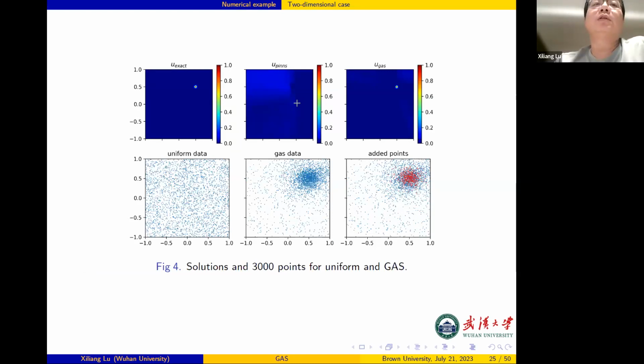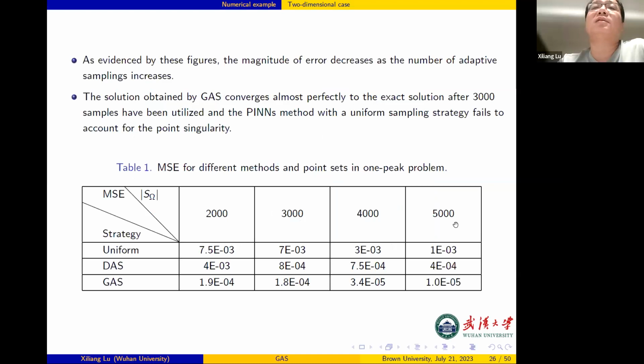Okay, we also compare with DAS. It's another state-of-the-art algorithm. Basically, DAS is a different adaptive strategy. So we consider the same number of sample points, like 5,000 sample points. The error for PINNs is 10^-3, for DAS is 10^-4, and for our method it's 10^-5. The error decreases a lot.